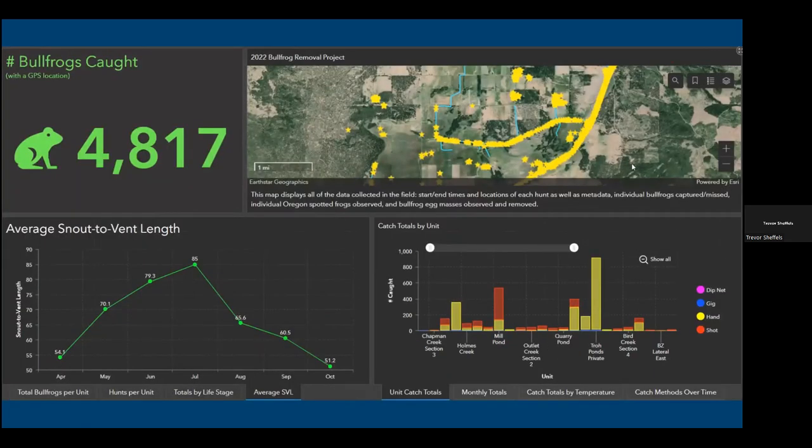Dashboards is a really great tool to summarize and visualize incoming data in real time and has significantly helped inform high-level decision-making and data-driven science for this project.